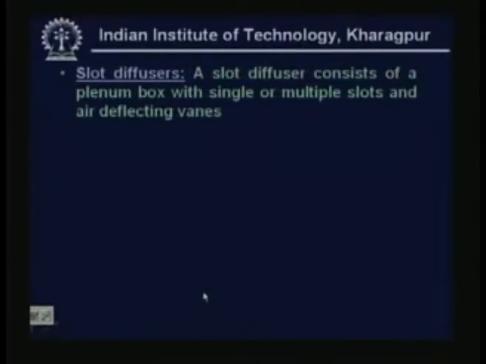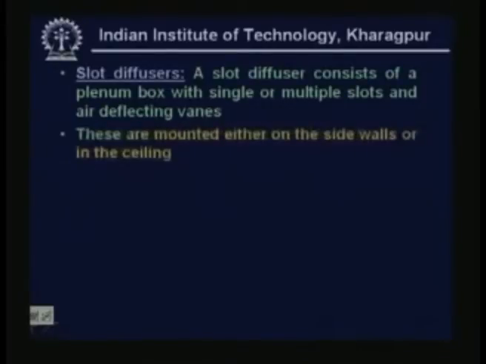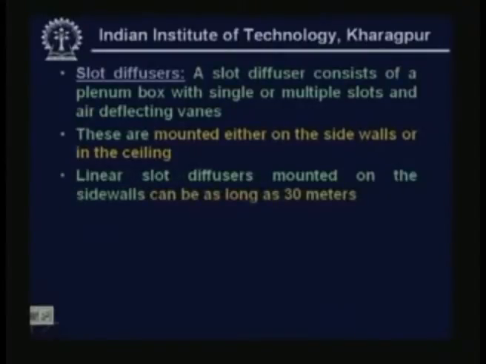Next, a very commonly used air distribution device is what is known as a slot diffuser. A slot diffuser consists of a plenum box with a single or multiple slots and air deflecting vanes. These slot diffusers are mounted either on the side walls or on the ceiling. So you can mount them on the walls or in the ceiling. And linear slot diffusers mounted on the side walls can be as long as 30 meters.